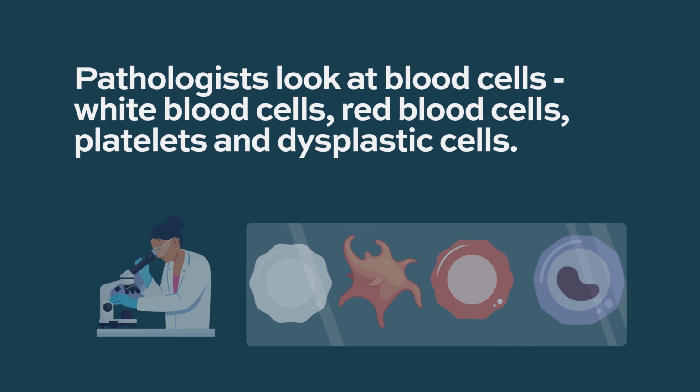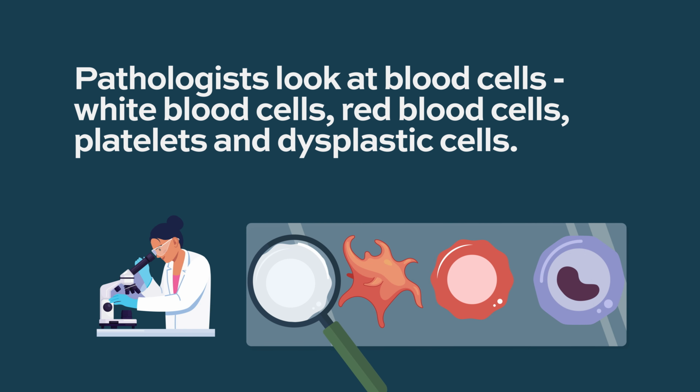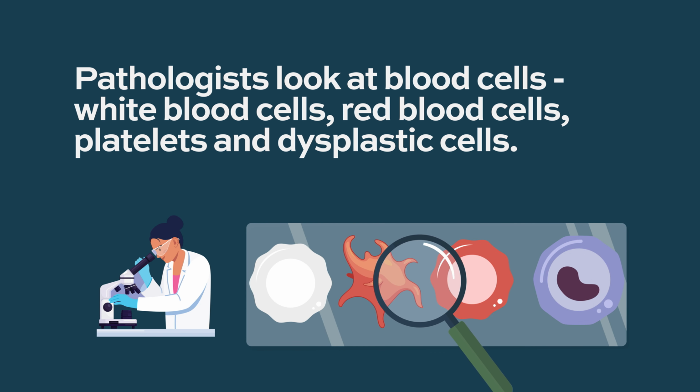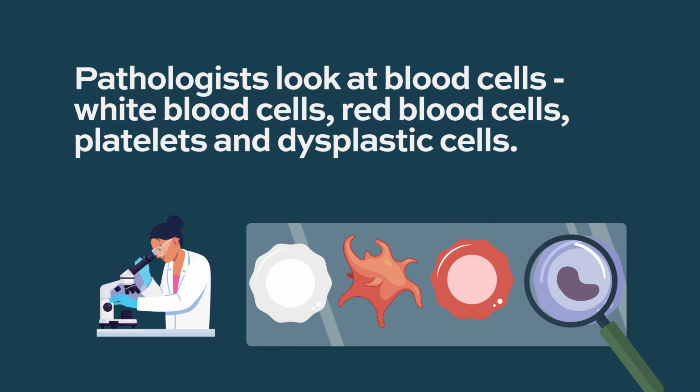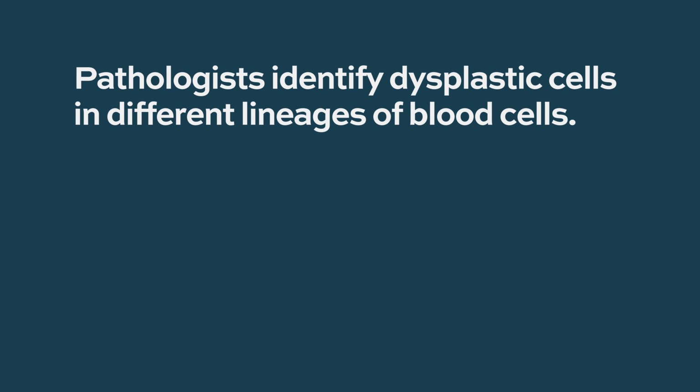So you have three main lineages: white blood cells, red blood cells, and platelets. And so the pathologist looks for dysplastic cells, or cells that don't look like they should, and they don't function like they should, and they don't grow up and become mature functioning blood cells out in the peripheral blood. Usually you have to have at least 10% dysplasia, and it can be either white blood cells, red blood cells, or platelets.